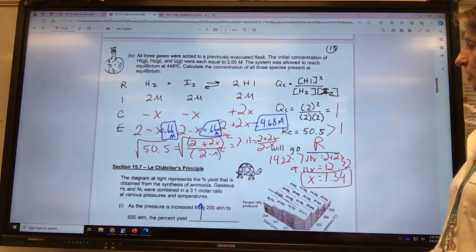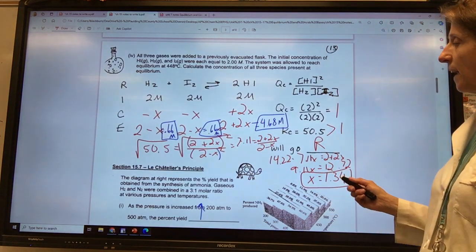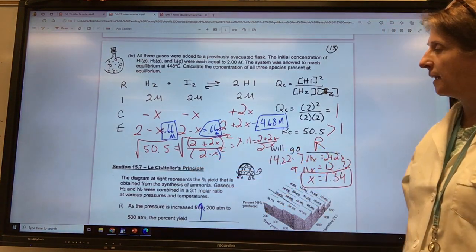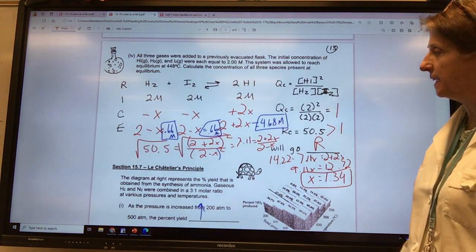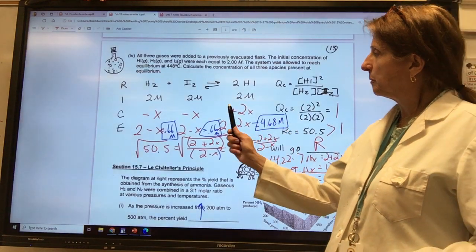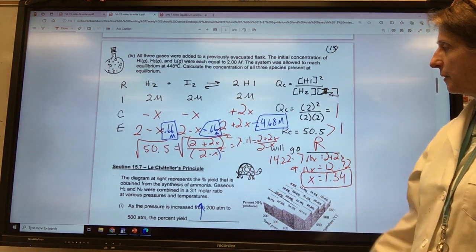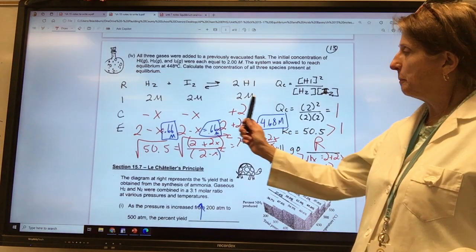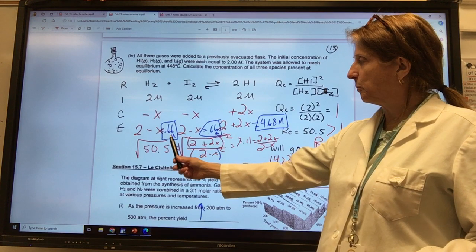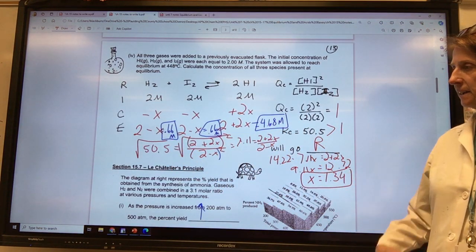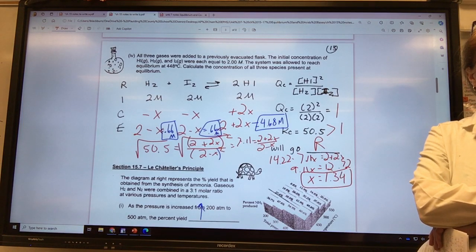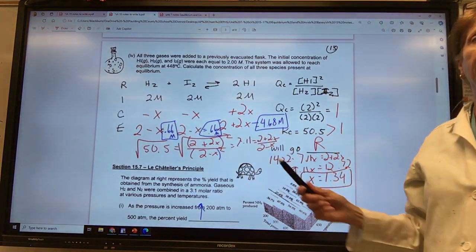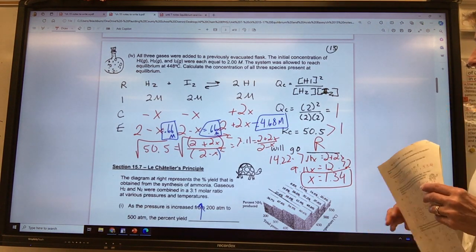Okay, so now I know this. I know it's going to go to the right, and I can put those there. And now I can fill it into my expression that I know, and I can solve for x. So I got my Kc at equilibrium, 50.5. I've got my products on top, my reactants on bottom. I solve it, and it is x equals 1.34. And then I go back and put it in, and I get the concentrations at equilibrium, 0.66, 0.66, and 4.68. Okay? Everybody understand? You have to compare your Qc and your Kc first to know if these are positive or negative. Which way is it going? Okay.